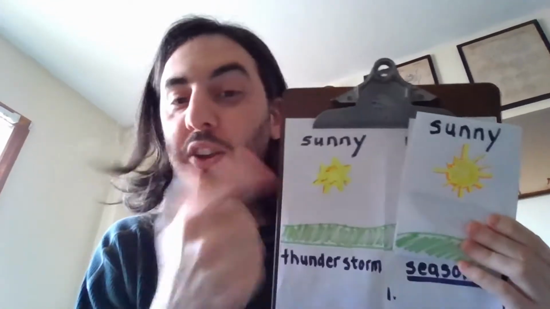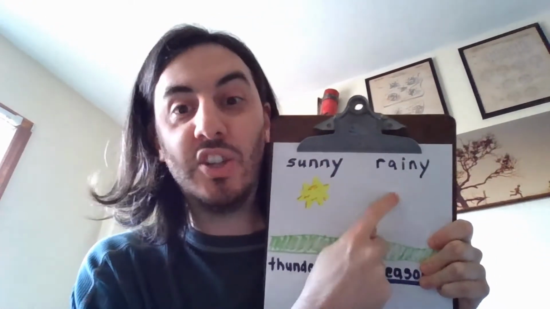Not the best sun, but you can draw whatever. Could look like that as well, whichever way you want to draw your sun. So this is what sunny weather looks like. Notice that there are no clouds in the sky. So now we're going to move ahead to the rainy one.